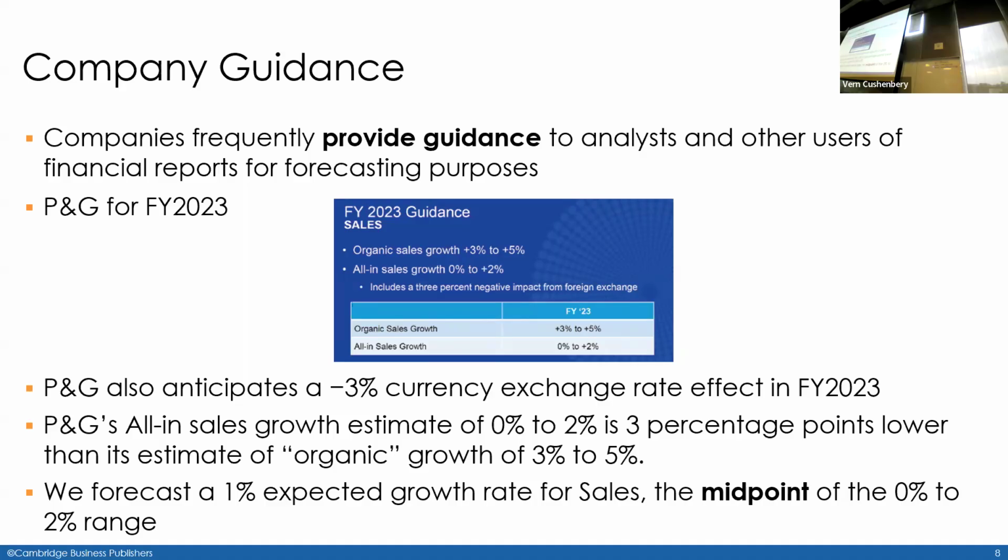And here it is right here. P&G also anticipates a negative 3% currency exchange rate, so that could decline from sales. The all-in sales growth estimate of 0 to 2% is 3 percentage points lower than the estimate of organic. Okay. And then they forecast a 1% expected growth rate for sales, the midpoint of the 0 to 2% range.